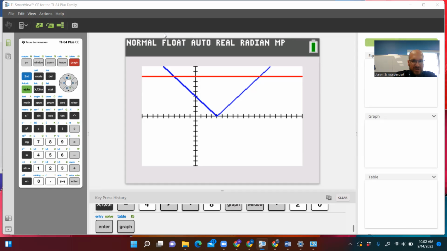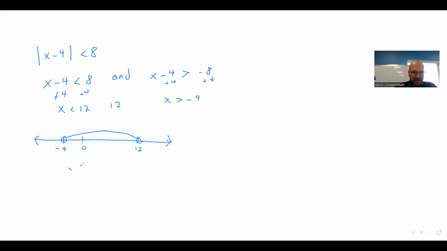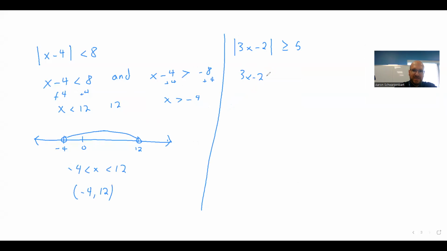I could also put this one in interval notation. But probably the easiest is to do interval notation. I said if the absolute value was facing away, it was an or. So this is a greater than. Again, I do my two cases, but this time it's an or. And when I do my negative case, it is easy to forget to switch the direction of the inequality.